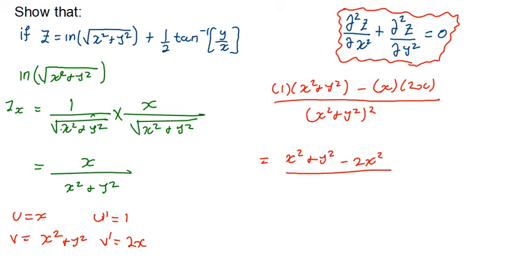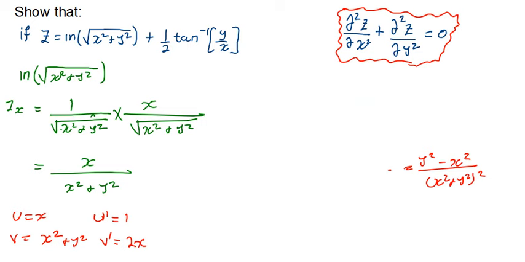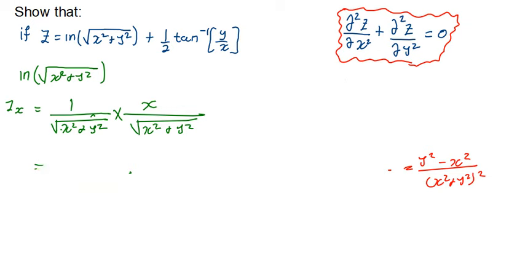So divide by x squared plus y squared squared, like that. So you can subtract here, you're going to have your y squared minus your x squared. That this is a 2x squared, that's an x squared subtracted, give you negative x squared, divide by x squared plus y squared squared, like that. And this simply happens to be our second partial derivative of the first part.